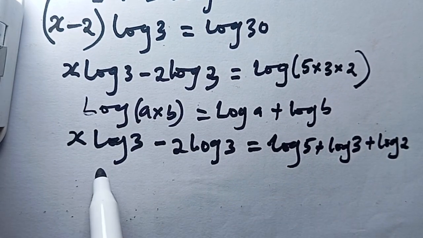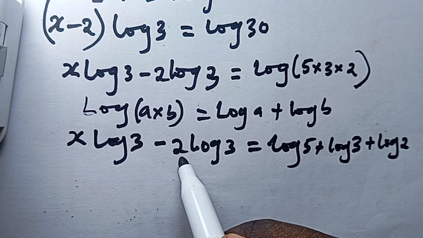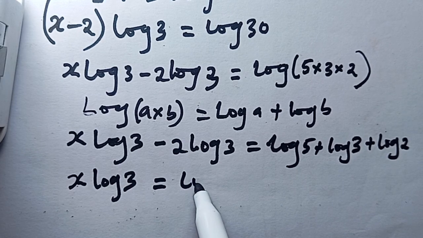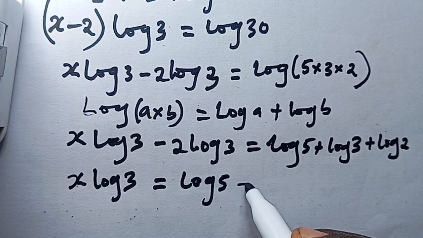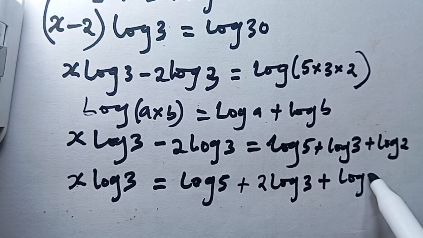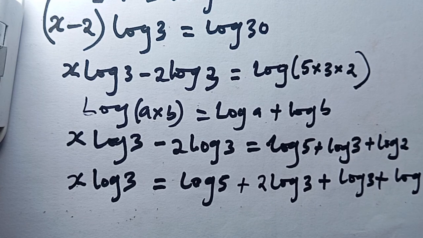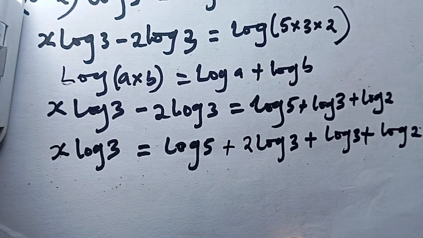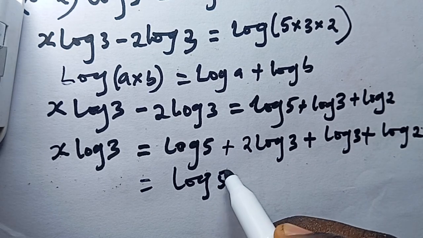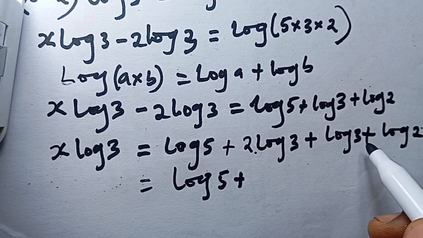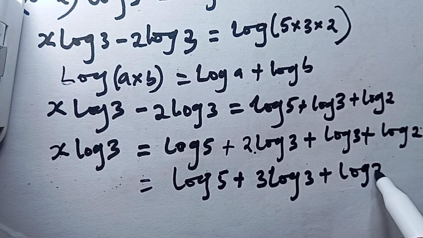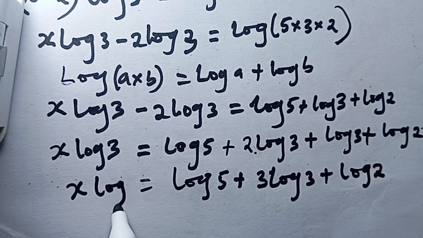So moving on, I can now go ahead to collect terms. I'm going to move this minus 2 log 3 to the right hand side. So I'm going to have x log 3 is equal to log 5 plus, bringing this to this side, 2 log 3, plus the log 3 over here, plus log 2. Okay, so moving on, I'm going to add like terms. Log 5 plus, if I add 2 log 3 plus log 3, I'm going to have 3 log 3, plus log 2. And of course this is still x log 3.